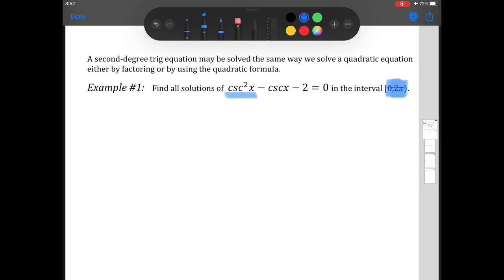So I'm going to identify the structure. This is squared, this is just the x term, and that's a constant. There are 3 terms, and your leading coefficient is 1. So what do you do? You need 2 numbers. You're going to do the AC method. You need 2 numbers that multiply to negative 2 and add to negative 1. What are those 2 numbers? Negative 2 and positive 1. Right? You just factor it as you would for any variable. But now instead of x, I'm going to write that function: cosecant x and cosecant x here. That's how you do it.